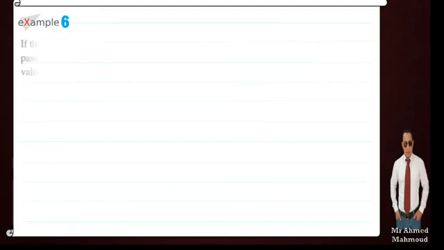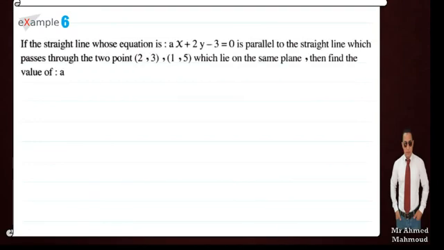Example 6. The straight line whose equation, as you see, is ax plus 2y minus 3 equals 0 is parallel to the straight line which passes through (2, 3) and (1, 5), which lie on the same plane. Find the value of a.